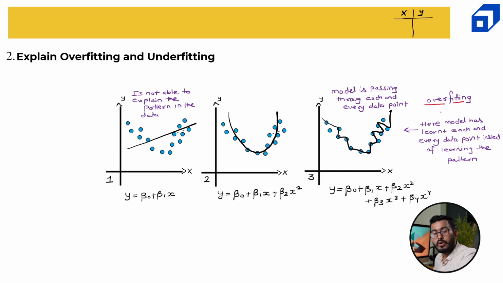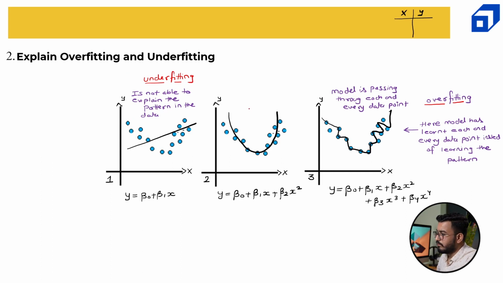We do not want to build a machine learning model that learns the data but is unable to learn the pattern in the data. While the first case is known as underfitting, because here the model is not able to capture any kind of pattern. It is just passing through the data and it is not understanding the pattern in the data. So it is not able to explain the data.